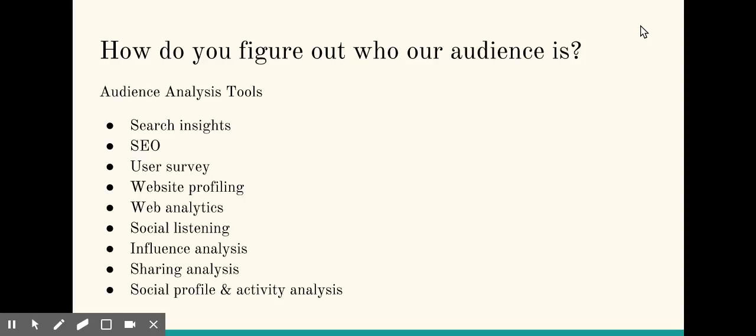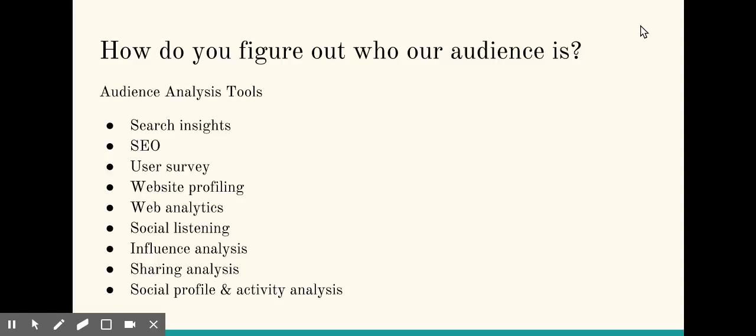So how do you figure out who your audience is? Well, there are a whole host of audience analysis tools. So we'll just run through these pretty quickly. Search insight tools are used for mining search engine volume patterns, and these tend to look at some basic things like geography and industry categories. One of the tools available is Google Insights for Search, which is actually a free tool. And then there are, of course, paid vendors who will also do some of these things for you.